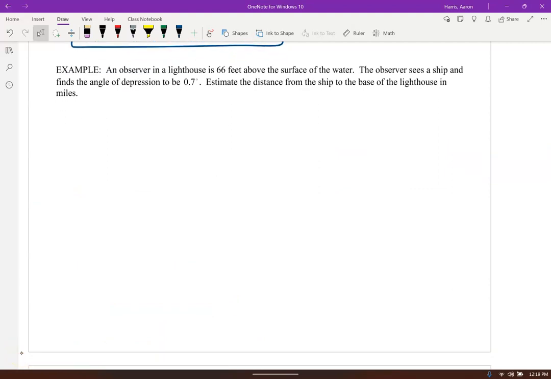An observer in a lighthouse is 66 feet from the surface of the water. So let's draw this. Let's imagine here's my water, and here's the lighthouse. I'm at the top of this lighthouse, and it says this is 66 feet above the surface of the water. That's how tall this lighthouse is, 66 feet. I'm up here. At this point, I see a ship with an angle of depression.